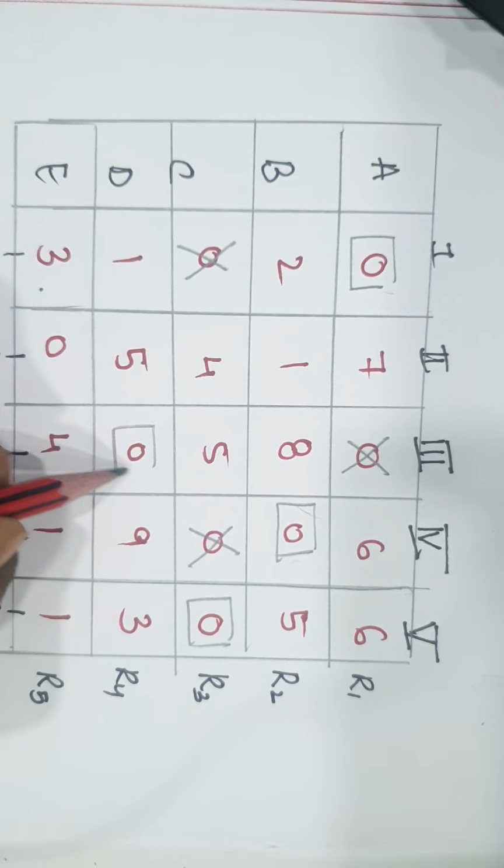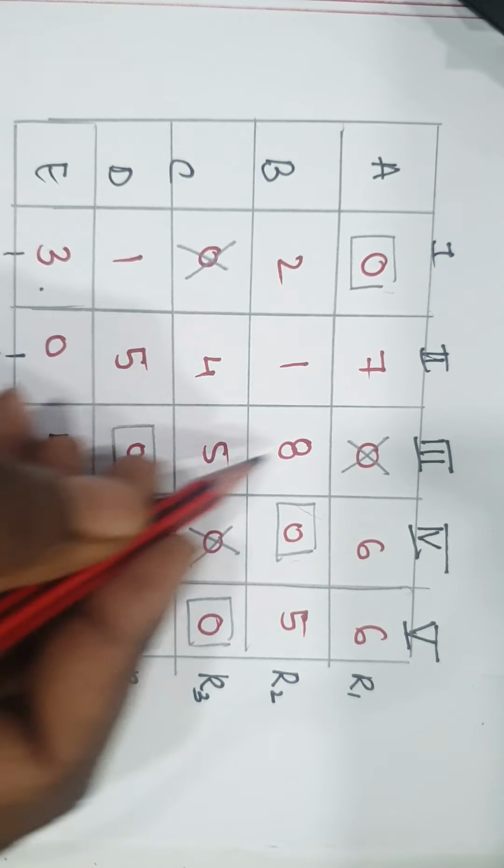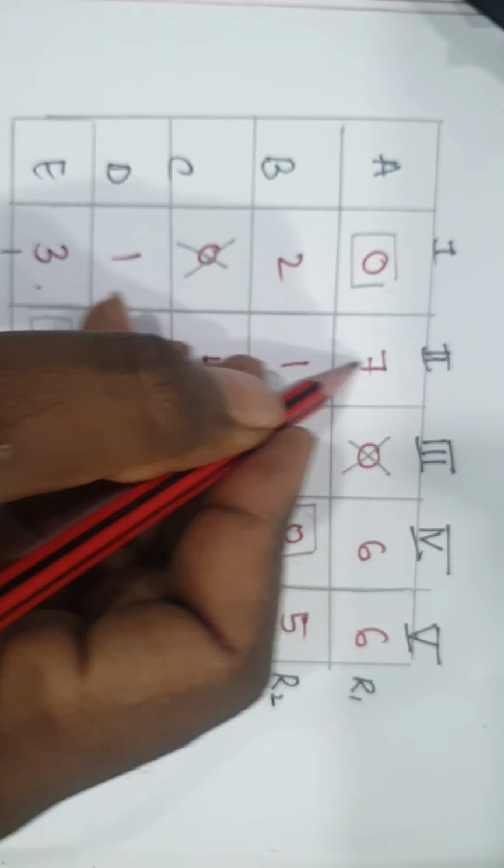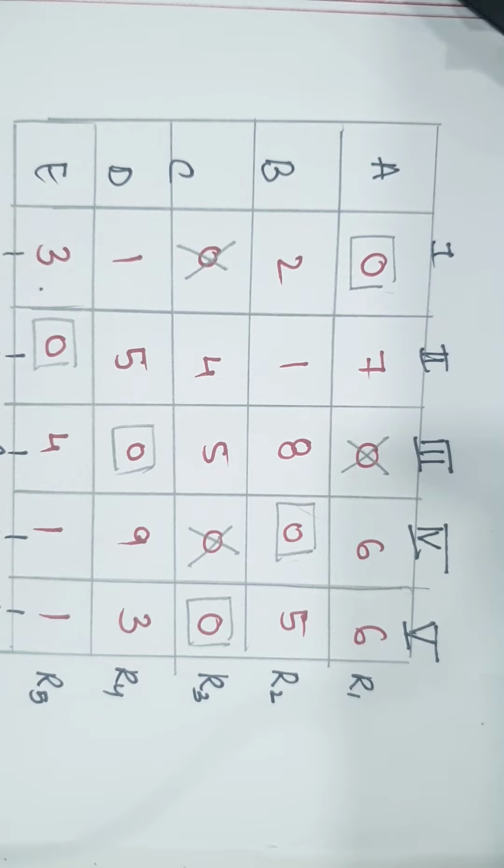Next the fourth you assign here. In that row or in that column if any 0 is there, cancel. Then the fifth you assign here. In that row and column if you find any 0 you have to cancel.